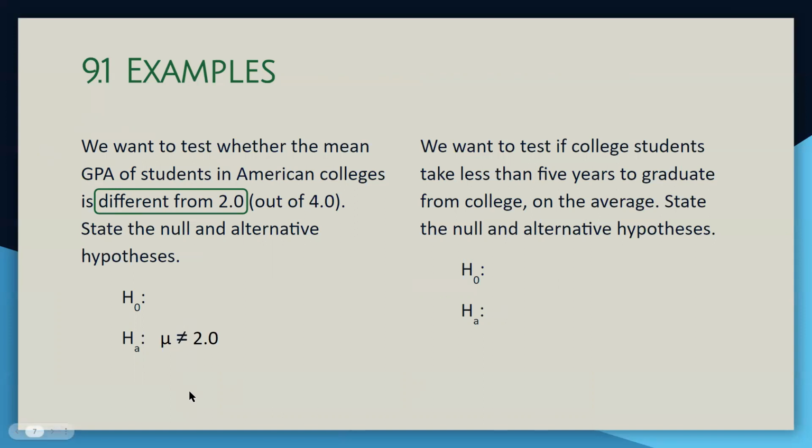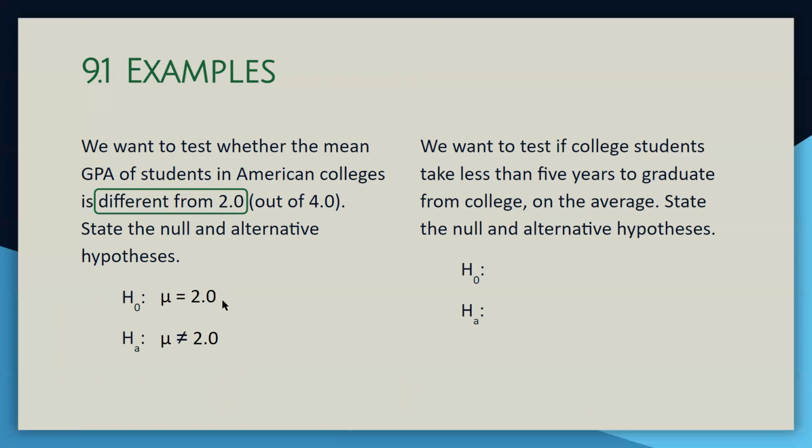So my alternative is the mean is different from 2.0, not equal to 2.0, which then means that my null must be the equality statement. The mean is equal to 2.0.